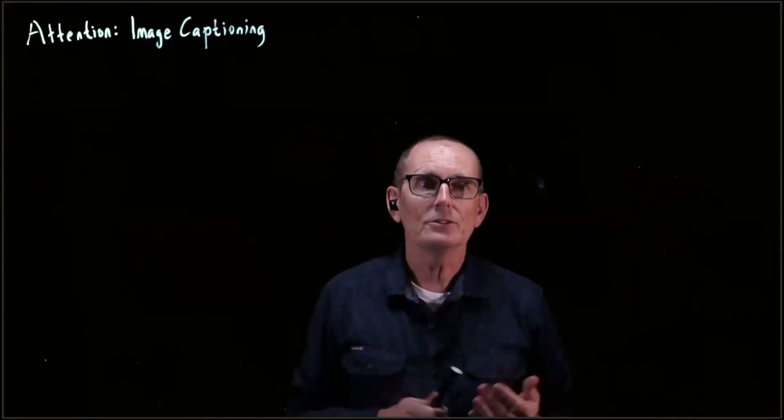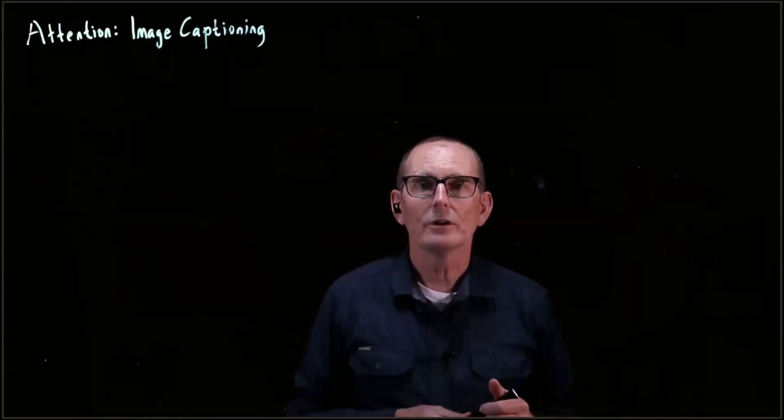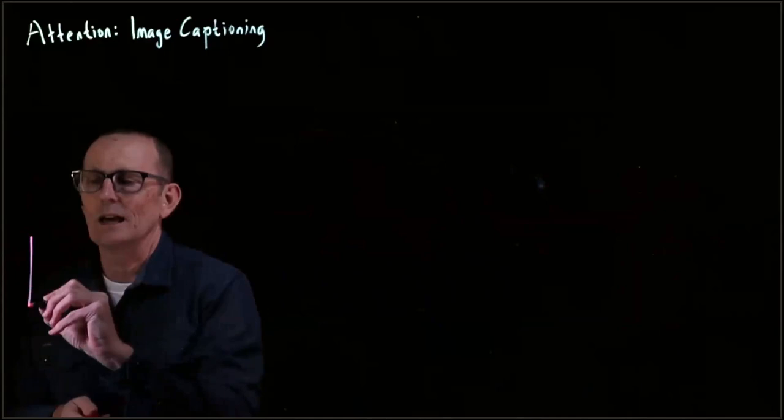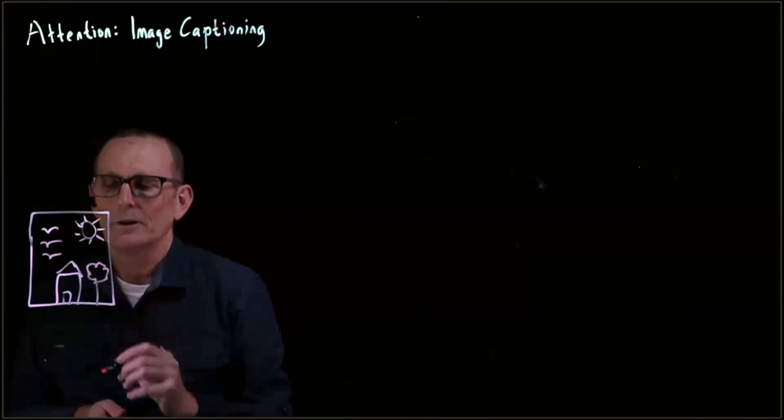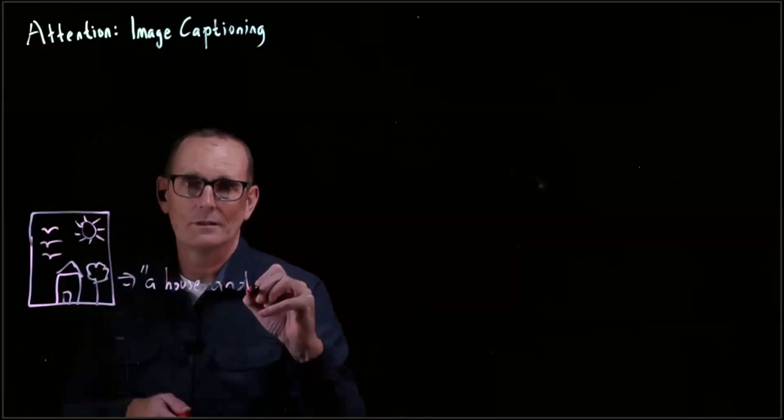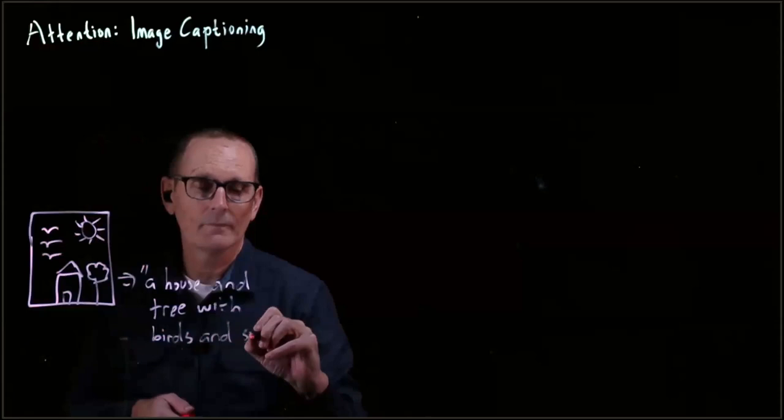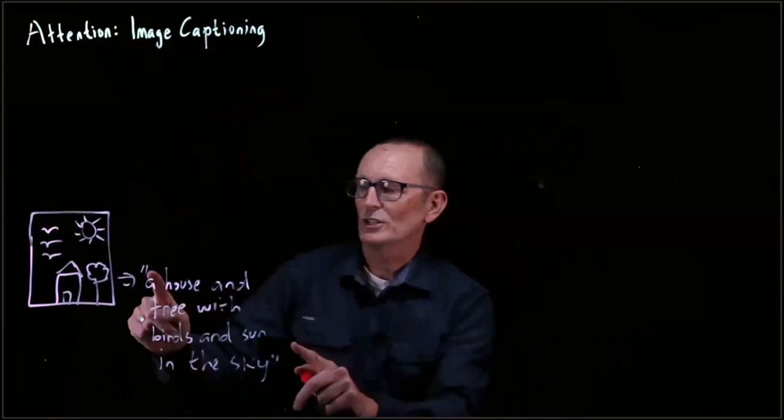This can be used for things other than translation of text. So it can be used, for instance, for image captioning. So image captioning, the idea is we might have something like an image, right? And we might be trying to generate something like a house and a tree with birds and sun in the sky. So that's the problem of image captioning. And it's a caption, especially if we put it right underneath, right?